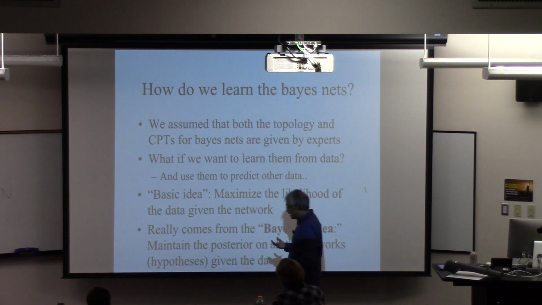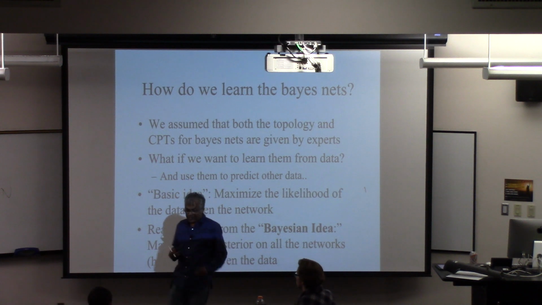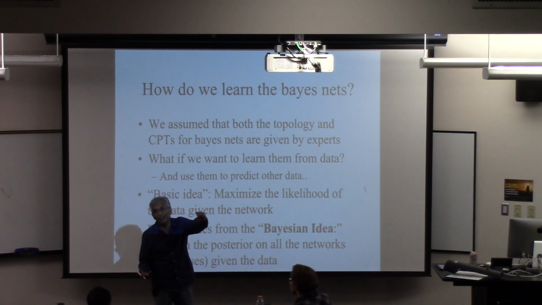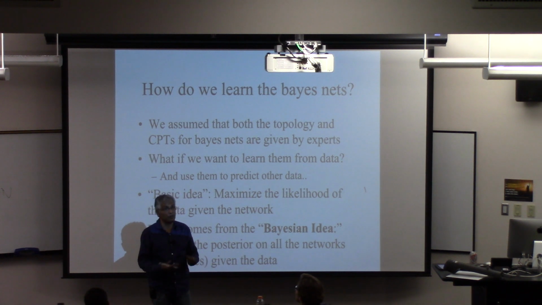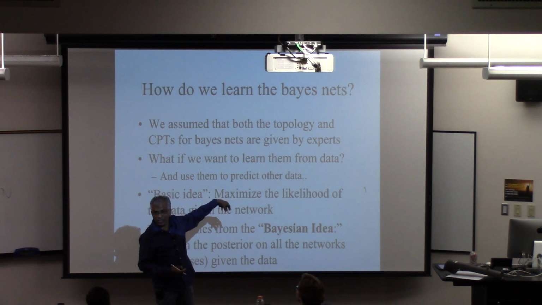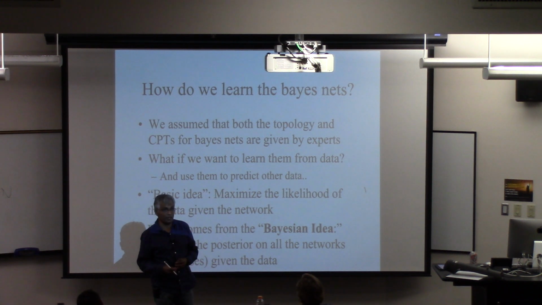One idea is that you could either start, given the topology, can I learn the conditional probability tables? Or given nothing, can I learn both topology and conditional probability tables? Both of those are essentially learning Bayes networks. The second one, learning both topology and CPTs, is obviously the more interesting aspect.